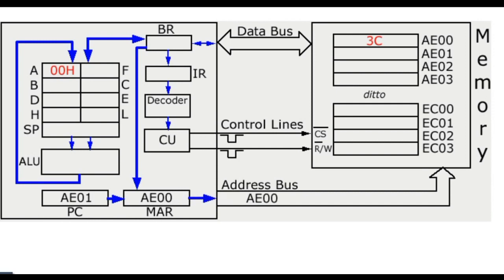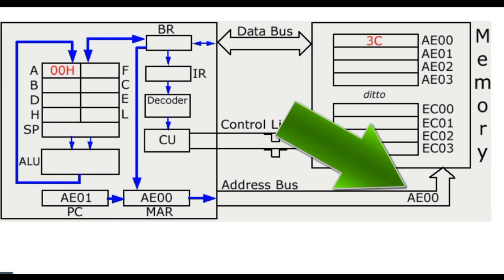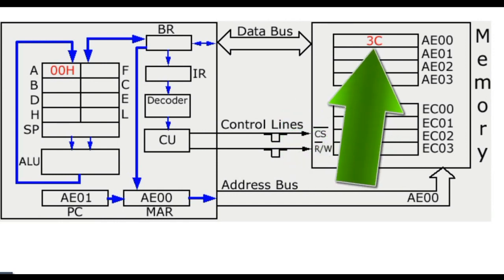The content of the memory address register is transferred onto the address bus, and the control unit sends out 2 low pulses on the control lines. Now I've paused the video at this point so we can look very carefully at what this actually means. Well, the AE00 is the binary pattern responsible for selecting the memory location AE00 in which the opcode 3C is stored.